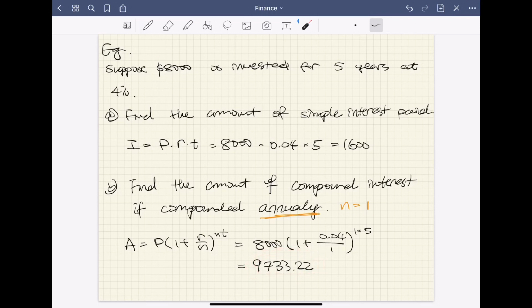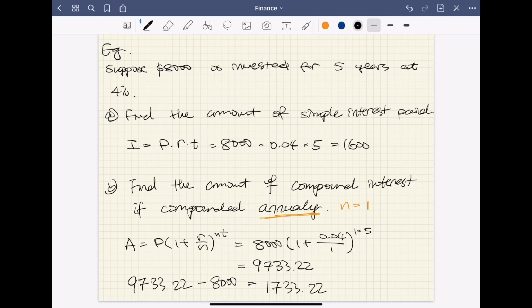Remember that A stands for amount. It stands for the final amount, including the principal and the interest. If you just want to find the compound interest, not the amount, then you need to subtract this amount by the principal. So 9,733.22 minus 8,000, which is equal to.